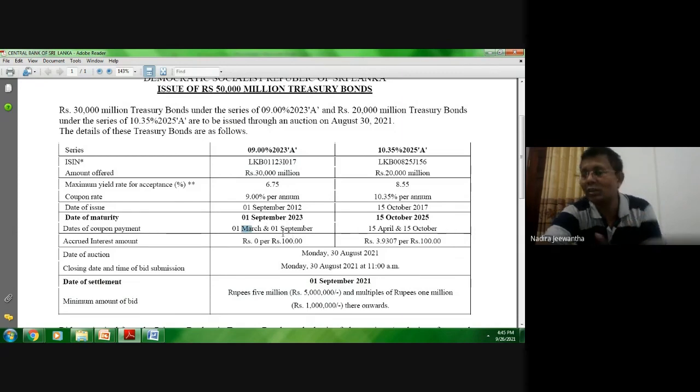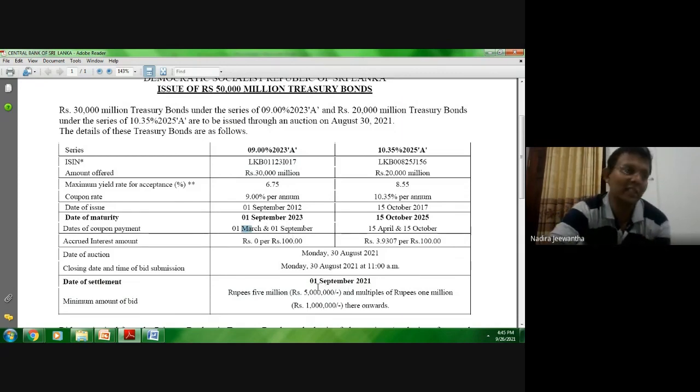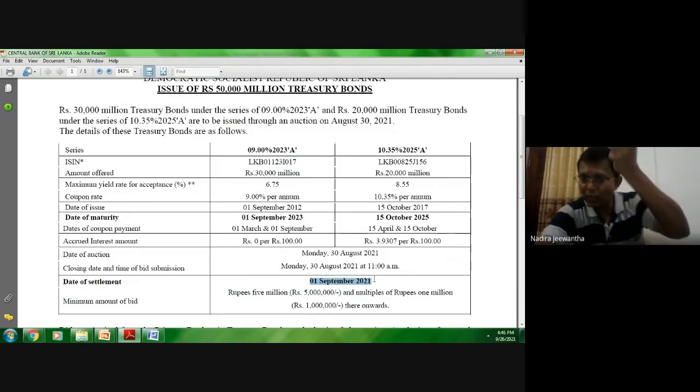Now here you are actually confusing. Don't take this one. Here the zero, you take this one. The settlement date is 1st September. Somebody is going to purchase. When was the last coupon date? What are the two coupon dates here? 15th of April, 15th October. When was the last coupon? September, April, October.